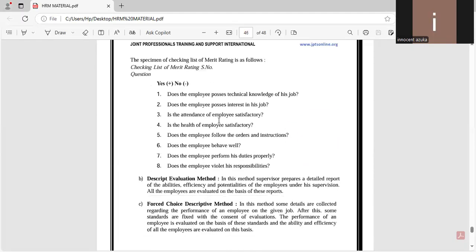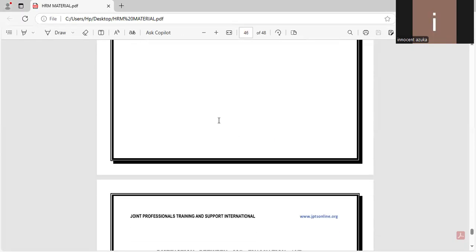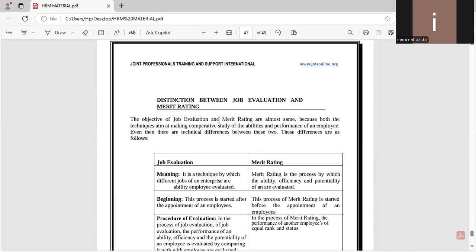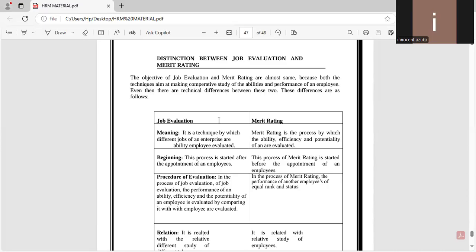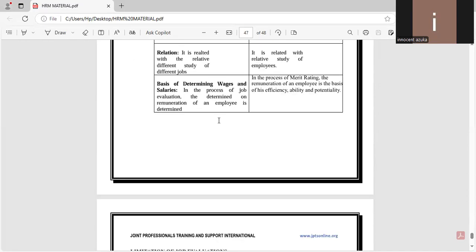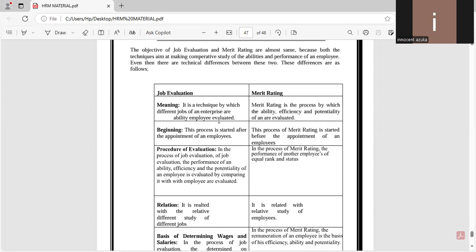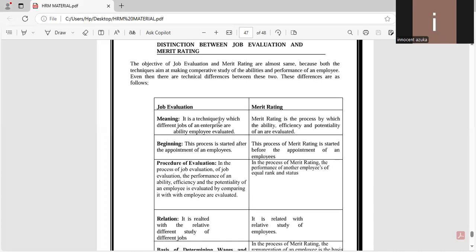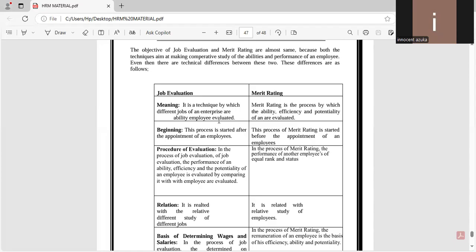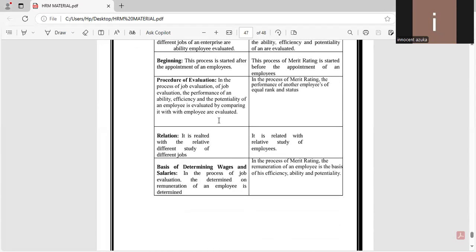So you must understand that job evaluation is knowing the value and the worth of a job. You can see the differences between job evaluation and merit rating. When you go through it, you understand it. Differences between job evaluation and job rating: job evaluation is a technique by which different jobs of an enterprise are compared. So you read it and screenshot it and read it appropriately.